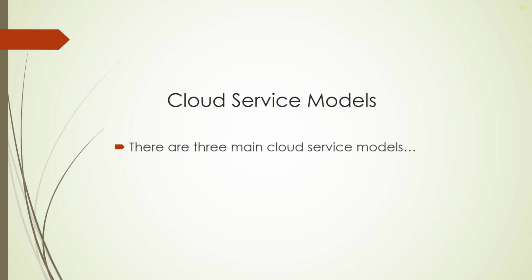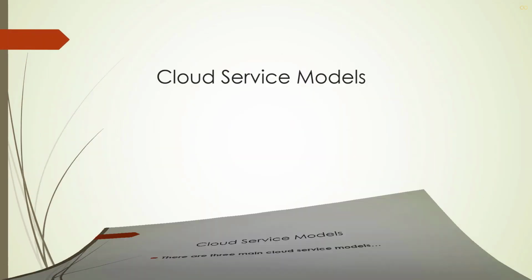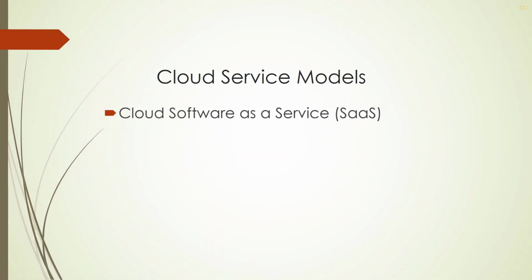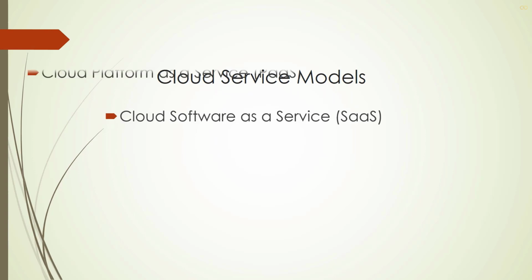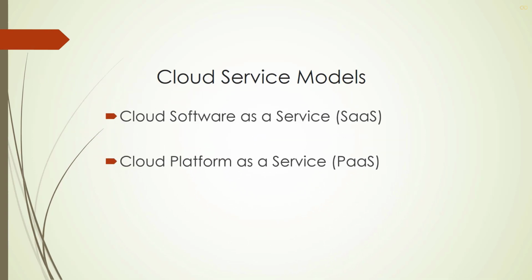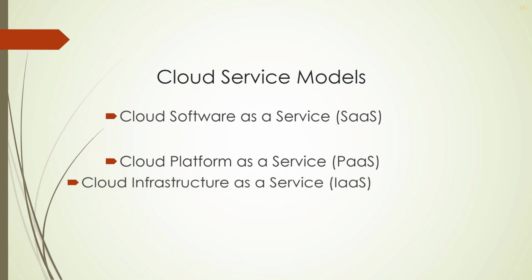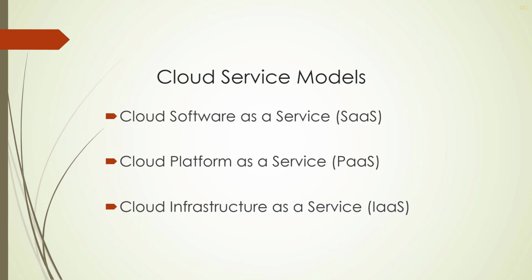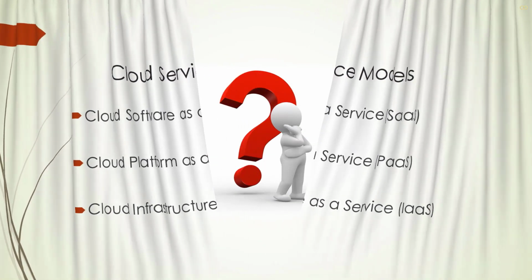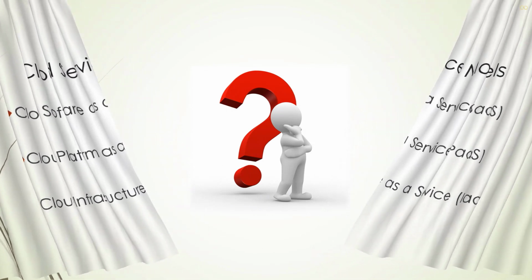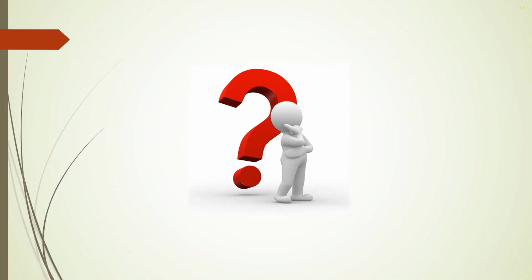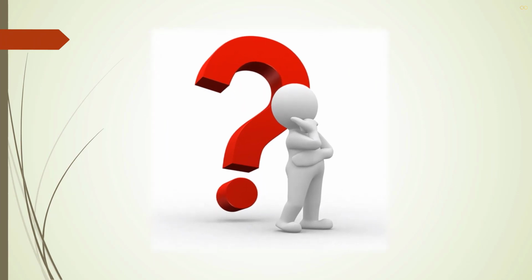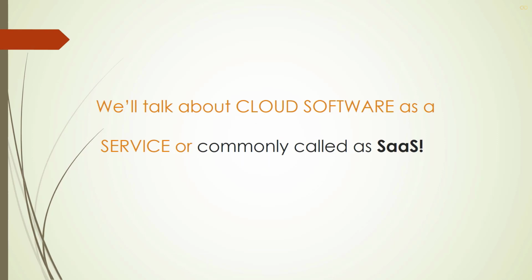Then in cloud computing, we have cloud service models. There are three main cloud service models. The first one is cloud software as a service, or SaaS. The second one is cloud platform as a service, or PaaS. And the third one is cloud infrastructure as a service, or IaaS. So basically, we're going to talk about, of course, the first one, which is commonly used by ordinary people. We'll talk about cloud software as a service, or commonly called SaaS.